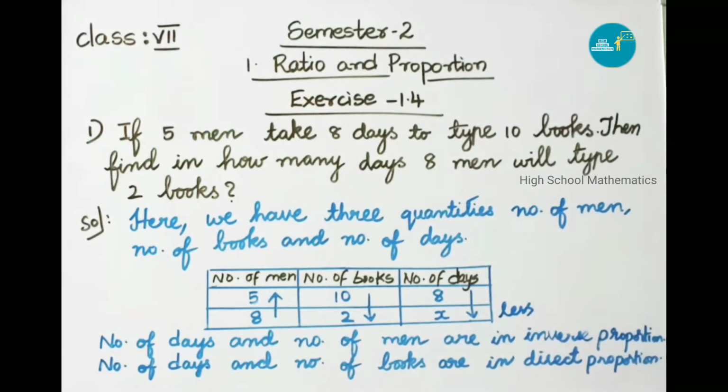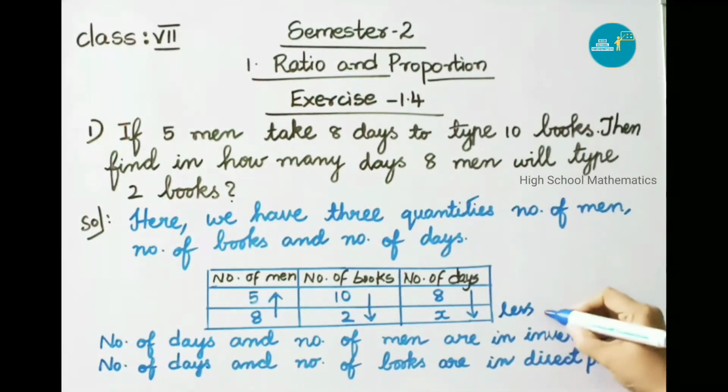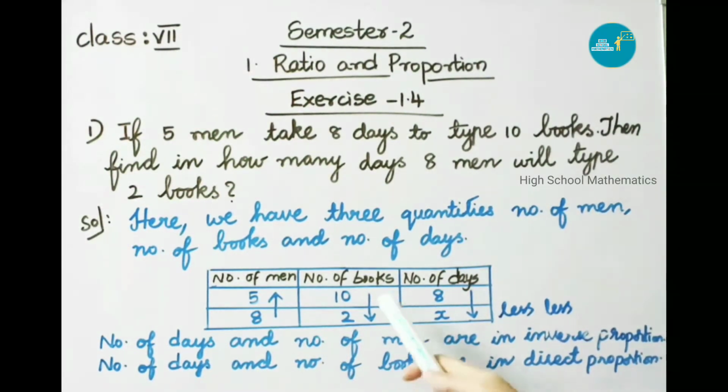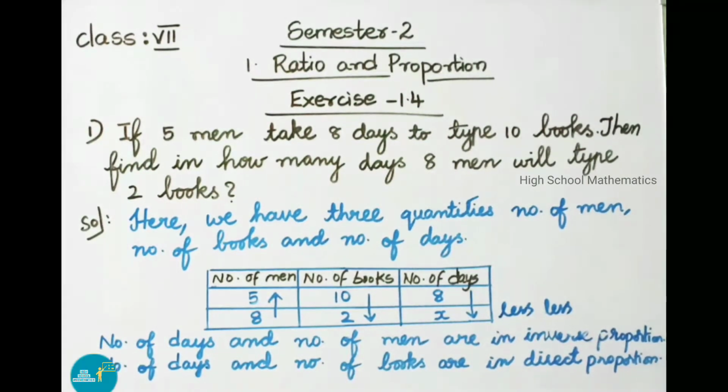Now we shall compare number of books and number of days. To type 10 books, 8 days are required. To type 2 books, they require fewer days only. So more books, more days; fewer books, fewer days are required. So both quantities are in the same proportion, so we indicate with the same arrow. We can say now number of days and number of books are in direct proportion.